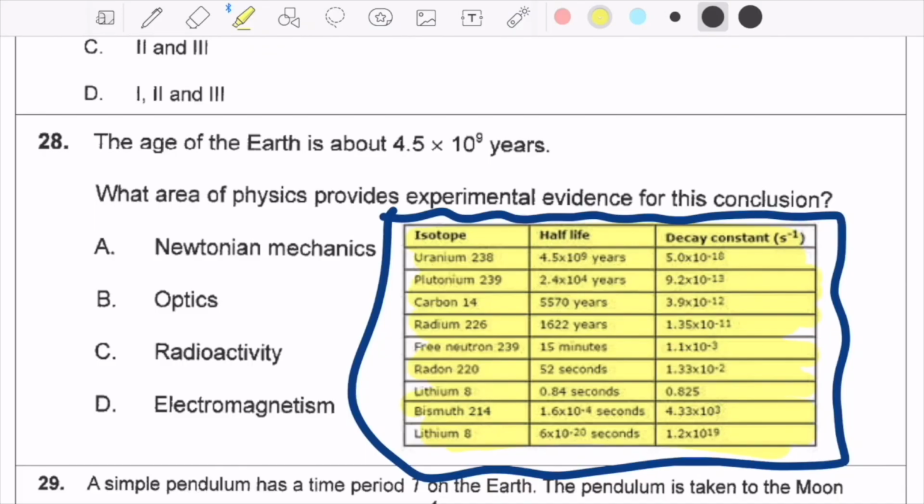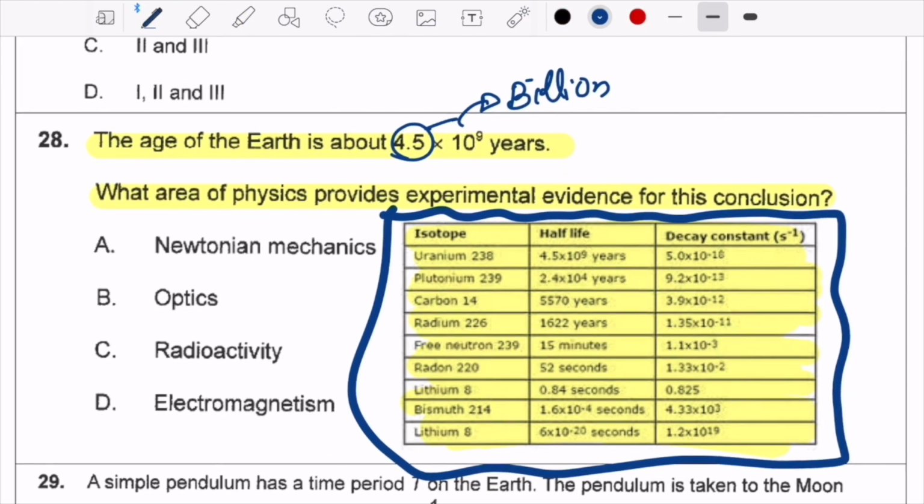The question says the age of the Earth is 4.5 times 10 to the power of 9. First thing to understand is 10 to the power of 9 is a billion, right? So the age of the Earth is 4.5 billion years. Then they ask what area of physics provides experimental evidence for this conclusion. Okay, now this one I will highlight again.